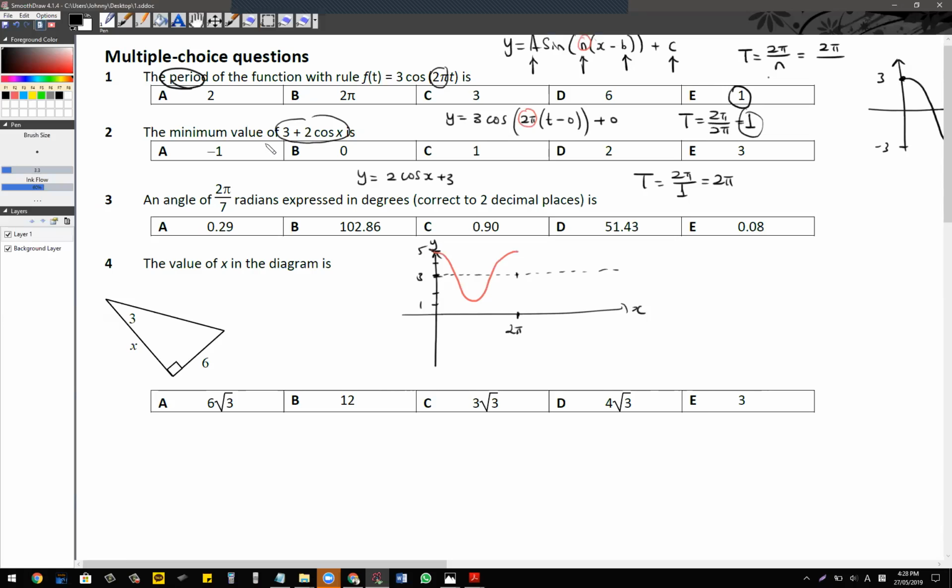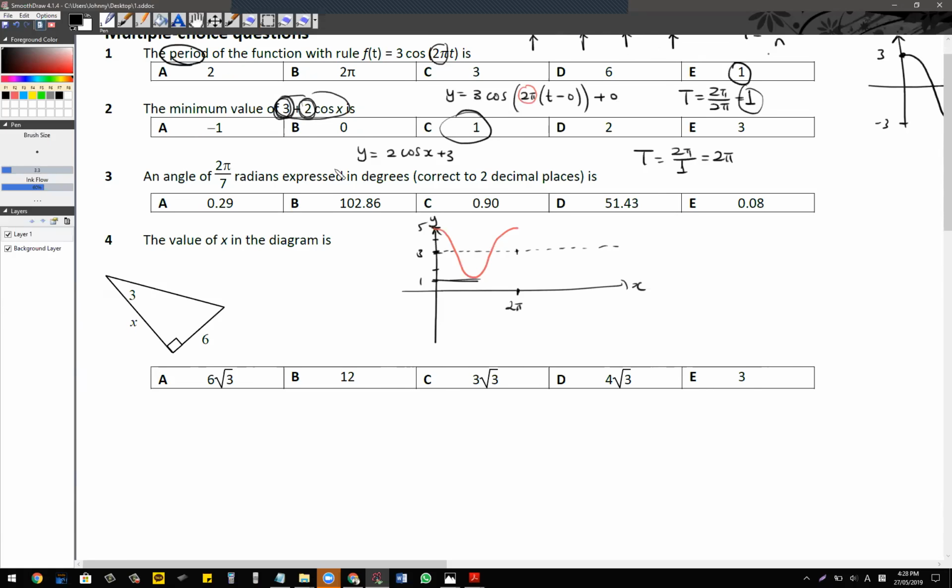So the question is, what is the minimum value? Of course, you don't actually have to draw this one. The value there is 3, so that's the middle line, and then this is going down by 2 and up by 2. So of course, the minimum value is 1. So the answer is C. Do you understand everything there? Yeah, I get that.